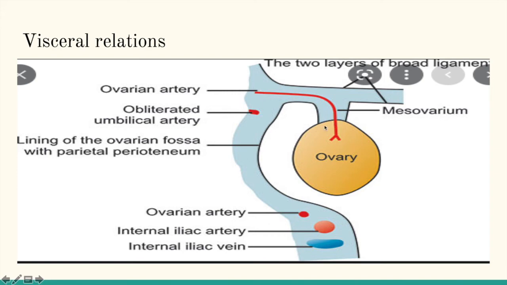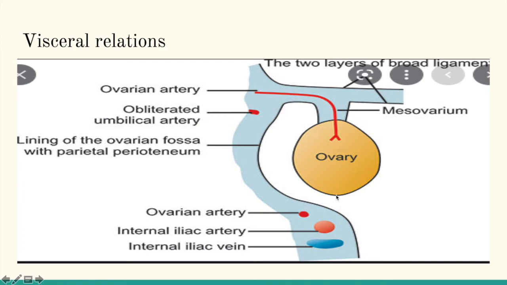Now we'll see the relations in this diagram. Anteriorly, this ovary is completely covered by the peritoneum. At the anterior border, this peritoneum which is covering the ovary is reflected onto the posterior layer of the broad ligament. This is the broad ligament, this is the anterior layer, and this is the posterior layer. This short fold of peritoneum is known as the mesovarium. The anterior border is related to a short fold of peritoneum that is known as the mesovarium.